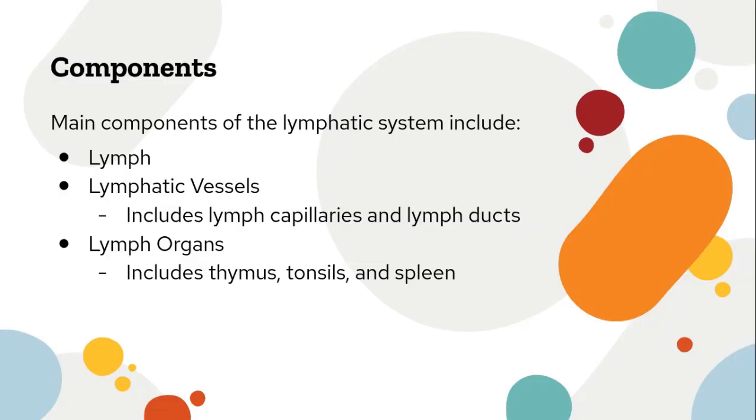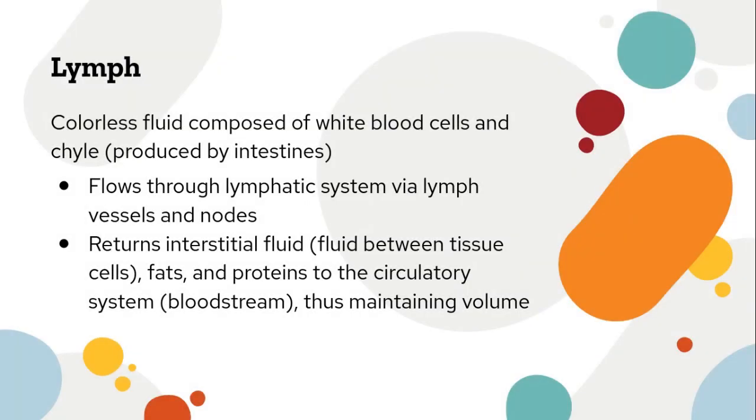Main components of the lymphatic system include lymphatic vessels, which include lymph capillaries and lymph ducts, and lymph organs, which include thymus, tonsils, and spleen. Lymph is colorless fluid that is composed of white blood cells and chyle, which is produced by the intestines. It flows through lymphatic system via lymph vessels and nodes, and it returns interstitial fluid, which is fluid between tissue cells, fats, and proteins to the circulatory system, which is known as the bloodstream, thus maintaining volume.